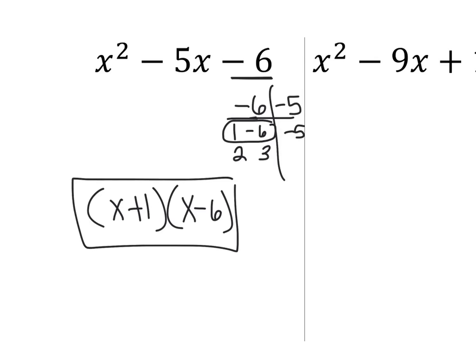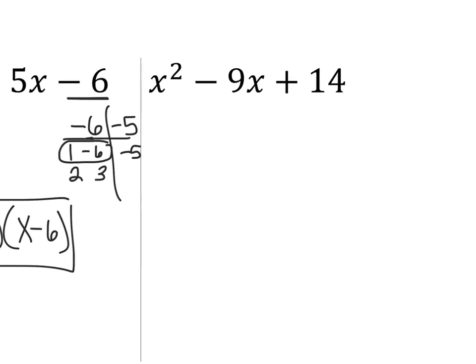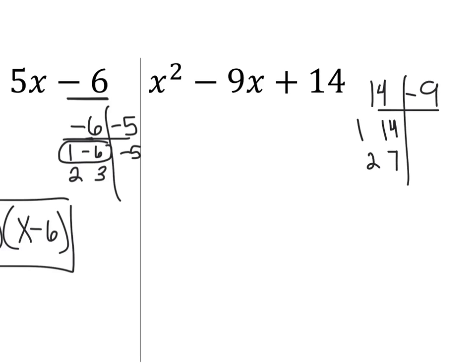And the last question for the day on this. These numbers, our factors, have to multiply to 14, but add to give me -9. So all of my factors of 14 are 1 and 14, 2 and 7. Now it's a positive 14, but it's a -9.